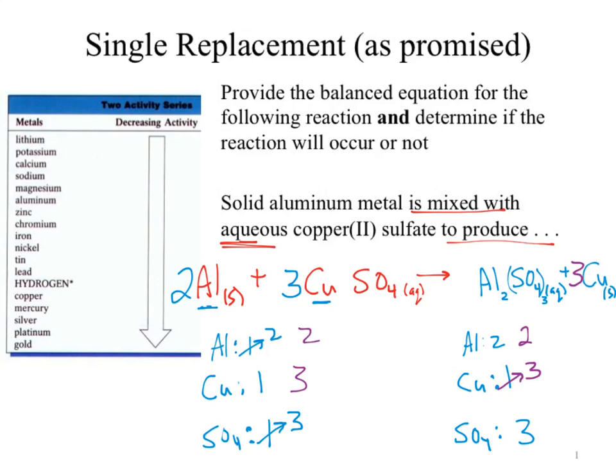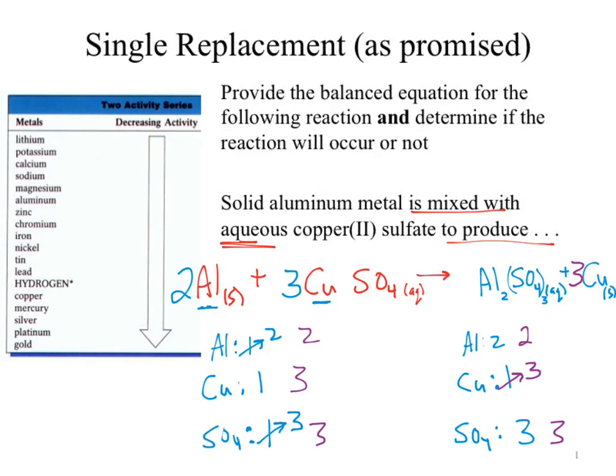Bingo. How many sulfates? 3. What do we do now? Check it again. Okay? It's now fully balanced. We're okay to kind of move forward from that point. Okay? So there's our balancing question. If we're going to now ask our single replacement question, does this reaction occur?